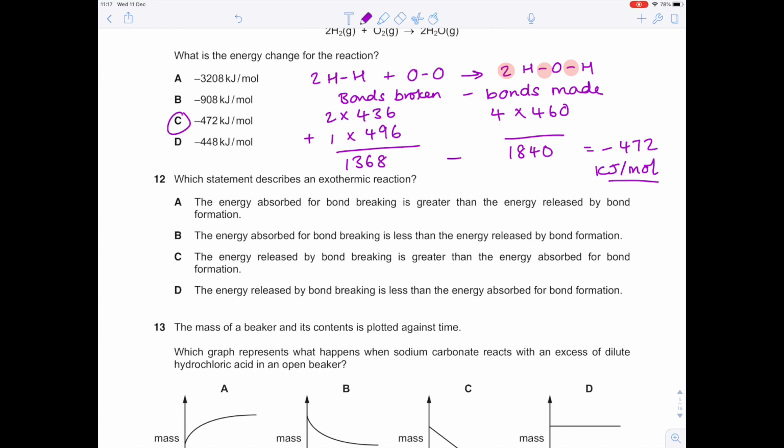Which statement describes an exothermic reaction? Okay, you have to know this off by heart. We know that heat energy is released, and you also need to learn that the energy absorbed for bond breaking is less than the energy released by bond formation. So the answer therefore is B.